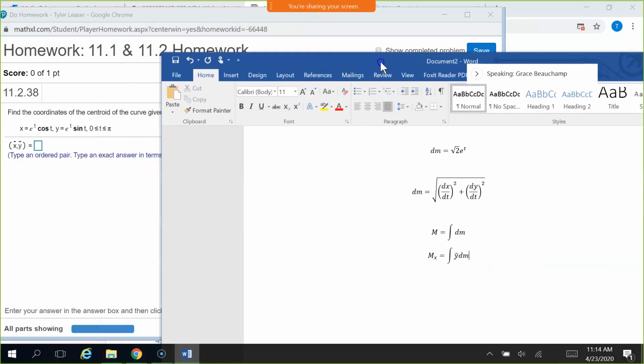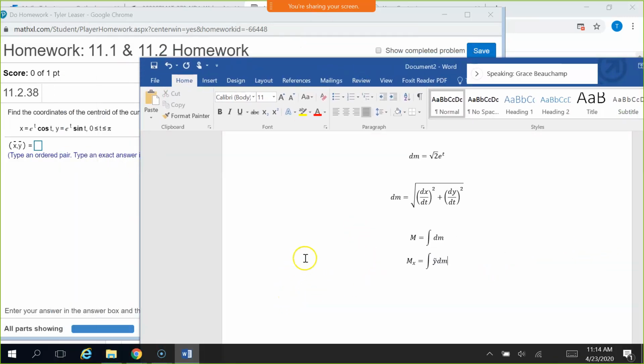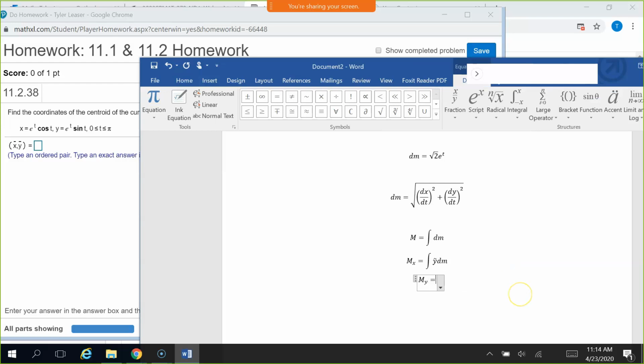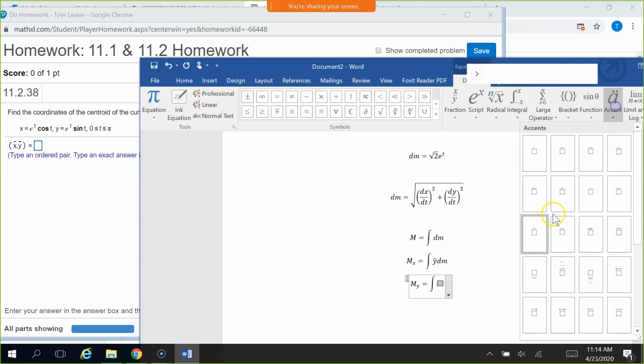Where your x wiggle and your y wiggle, because we're just going along the straight line, the x wiggle and y wiggle is just substituting in your parameterization. So y wiggle, you would substitute in e to the t sine t. Same thing for the moments of y. This would be the integral over x wiggle dm.